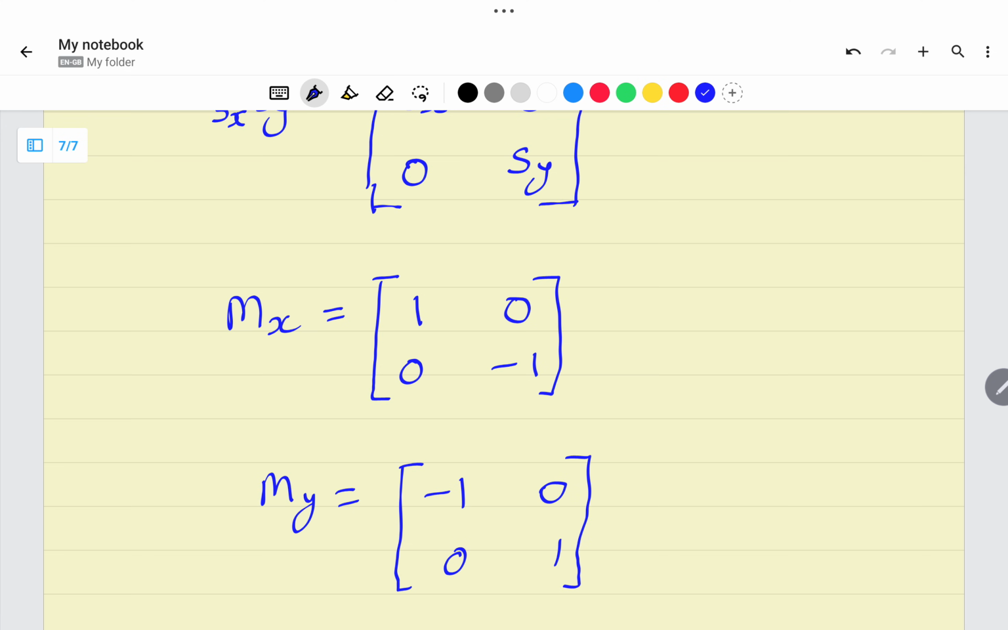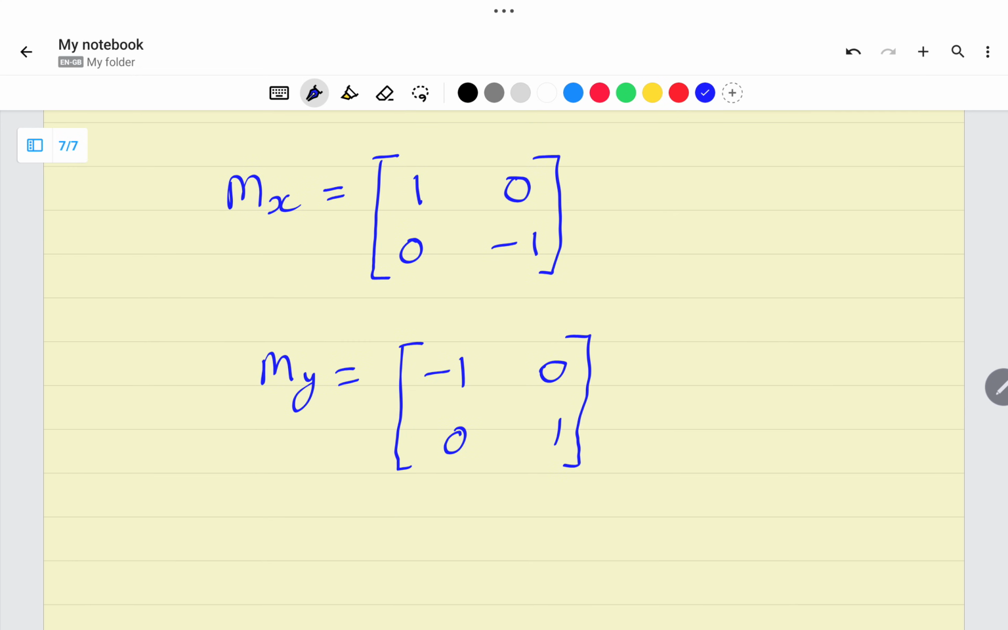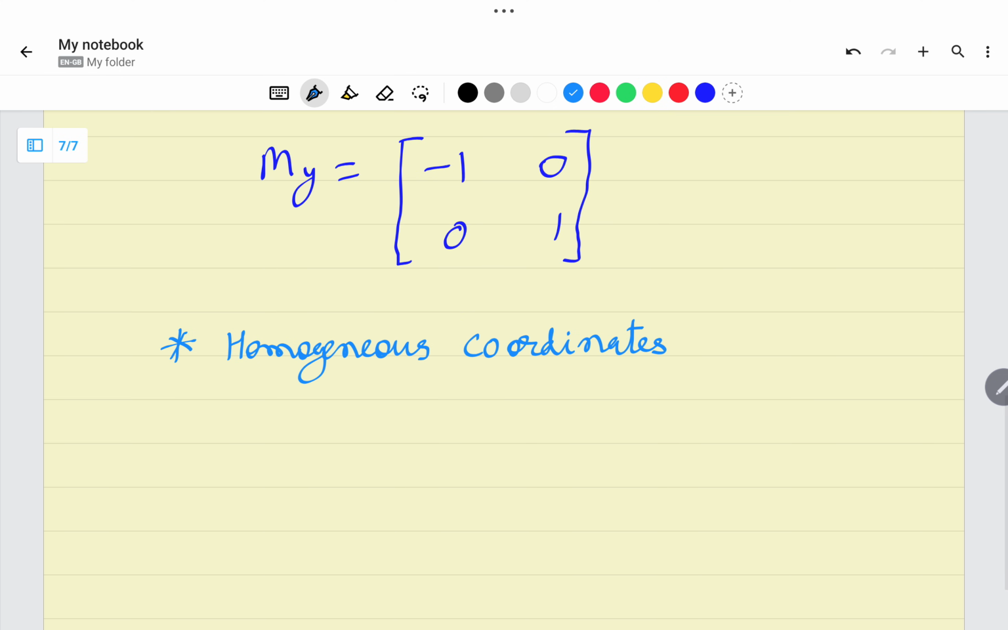What about translation? Translation cannot be represented in a 2 by 2 matrix. For that, we need to learn about the concept of homogeneous transformations. What are homogeneous coordinates and homogeneous transformations? Let us learn about that. This is the concept of projective geometry.